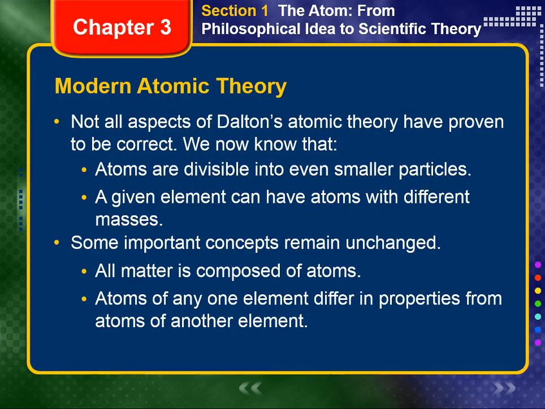Modern atomic theory. By relating atoms to the measurable property of mass, Dalton turned Democritus's idea into a scientific theory that could be tested by experiment. But not all aspects of Dalton's atomic theory have proven to be correct. For example, today we know that atoms are divisible into even smaller particles, although the law of conservation of mass still holds true for chemical reactions. And as you will see in section 3.3, we know that a given element can have atoms with different masses.